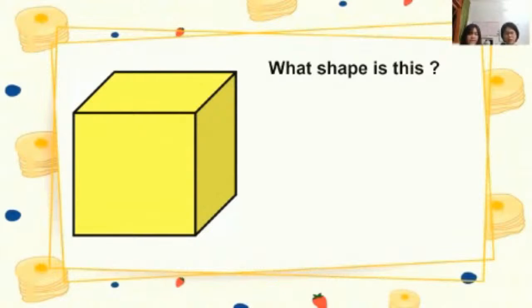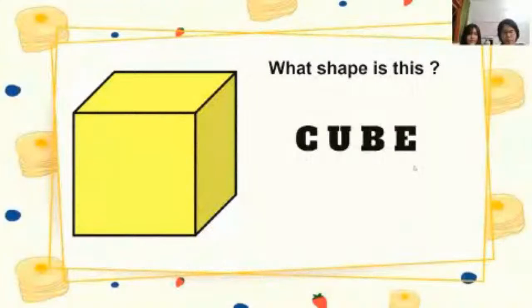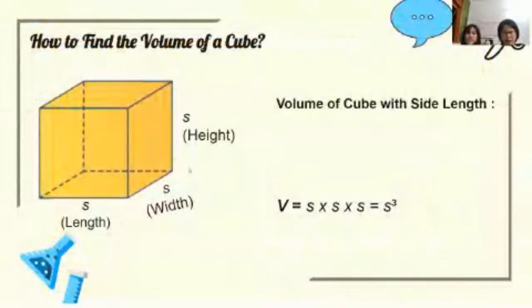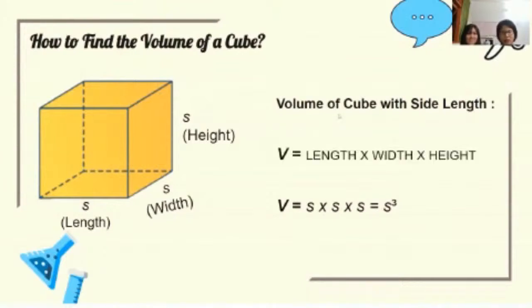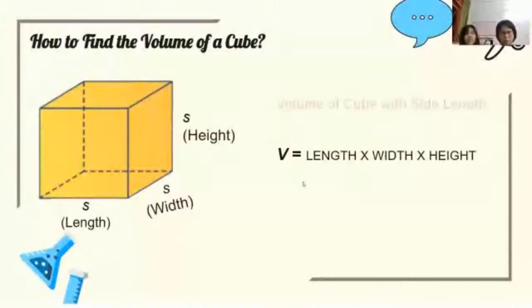First, a question is given: what shape is this? Students have to identify whether this is a cube or a cuboid. After identifying the shape, students will learn how to find the volume of a cube. They will learn about the formula: length multiplied by width multiplied by height. Then they will get the volume of the cube by applying this formula. And they will understand that the length, width, and height of a cube are always the same.